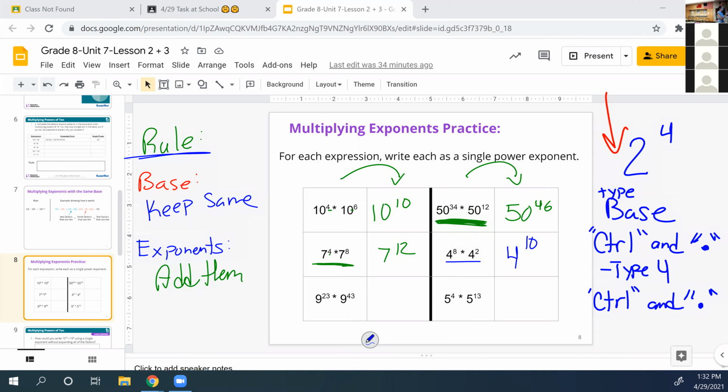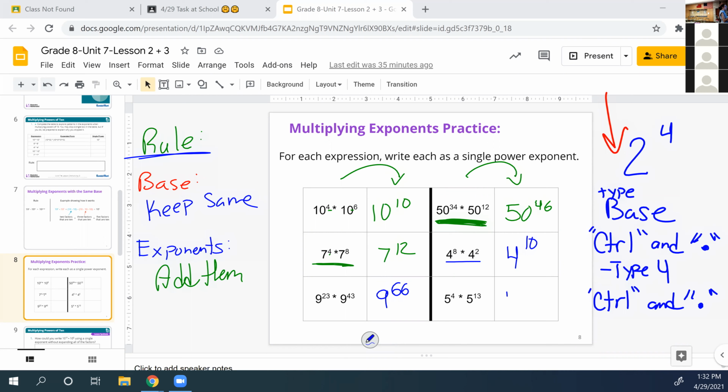Very nice. Now, this one's tricky. We're going to keep that base of 9, and we're going to put it to the what power? Very good, Bridget. Very good, Alyssa Button. We add them. Very good, Jaden Ramos. 23 plus 43 is equal to 66. 9 to the 66th power. Very good, Jaden Ramos, on that one.